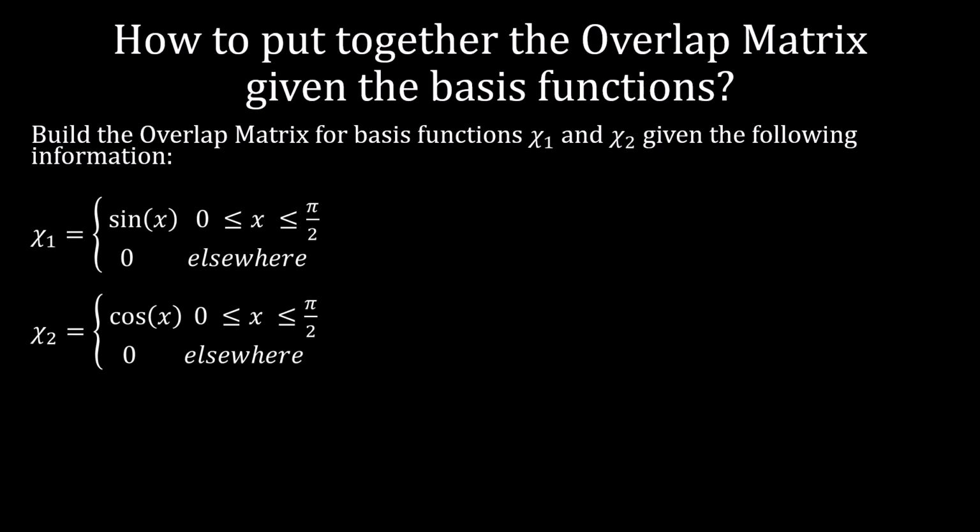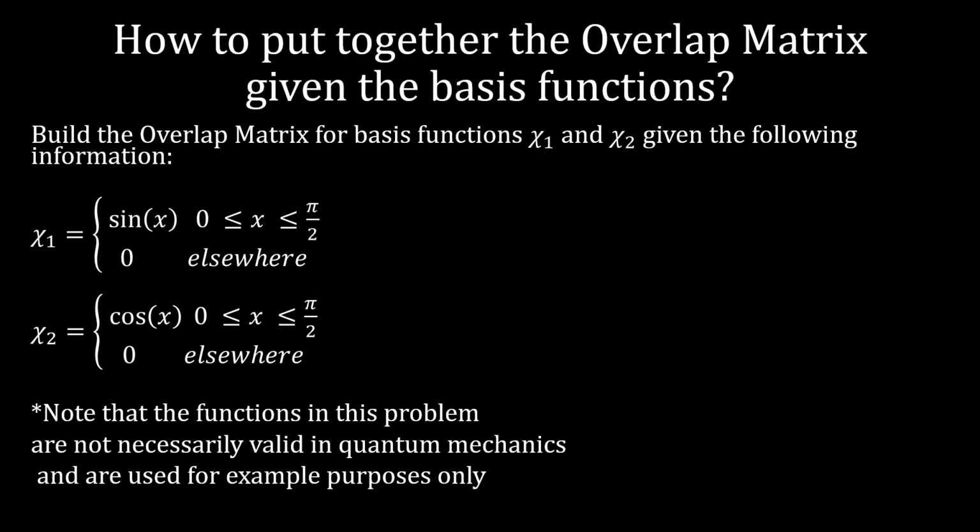So here we're given chi 1 will be sine of x from 0 to pi over 2, and chi 2 will be cosine of x from 0 to pi over 2. And again, these are not necessarily valid in quantum mechanics or good basis functions. They're just here for example sake only.